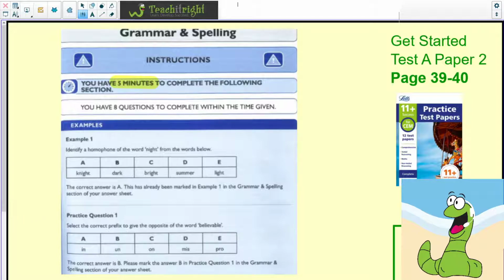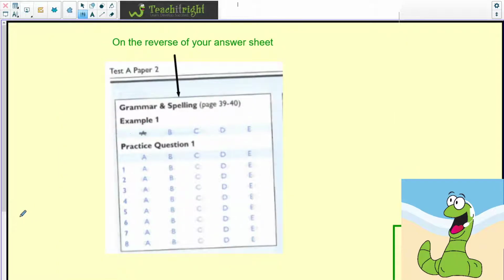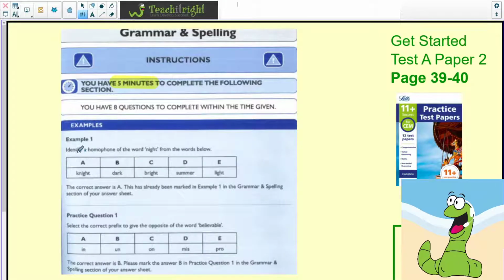Example 1, that has been marked down on your multiple choice sheet as A. So identify a homophone of the word night from the words below. So of course it's night as in knight in shining armour rather than night and day. You can apply elimination again if you want to cross out the ones that you know are wrong. But if you see that answer quickly and you're really sure, then you can just mark it straight onto your multiple choice sheet.